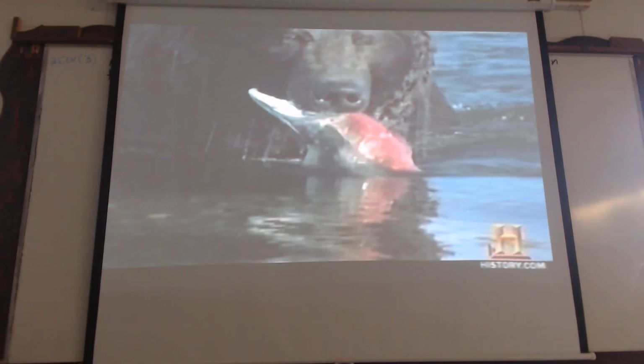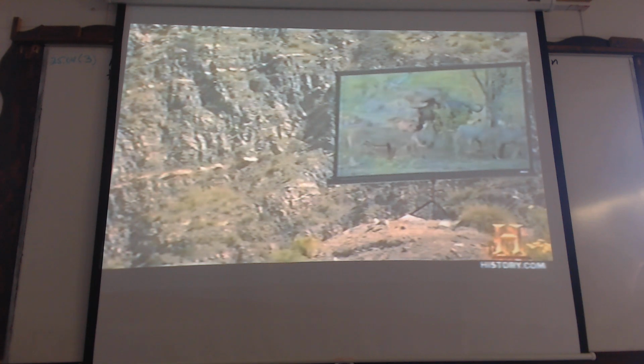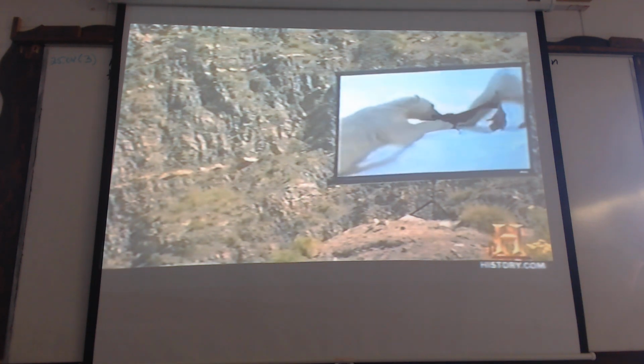Above 44 pounds, a meat-eating mammal has to change its diet to eat much bigger prey. Otherwise, it has to hunt too frequently.